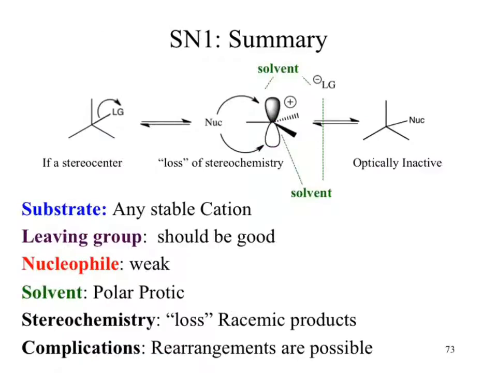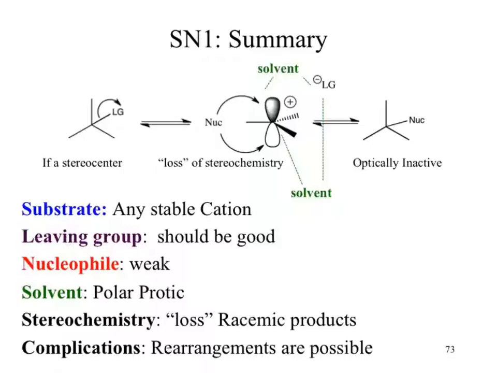So in our big summary, substrate. Biggest thing you should be thinking about in SN1, stable carbocation. Can I form a stable carbocation? Leaving group needs to be good. Nucleophile should be weak. Solvent, polar protic.